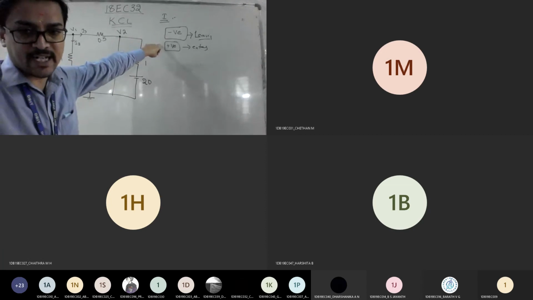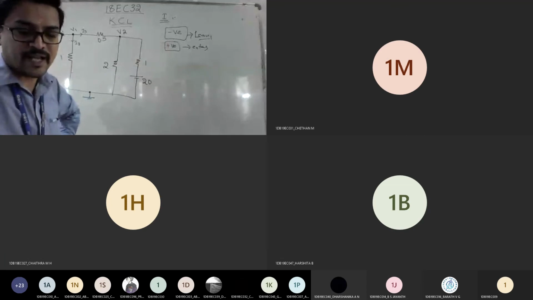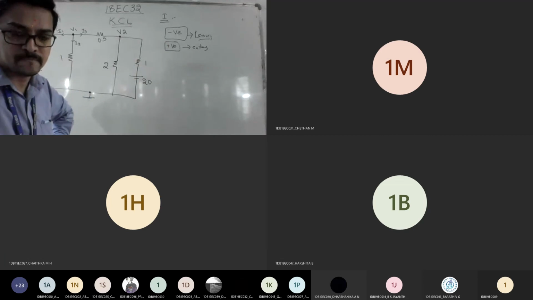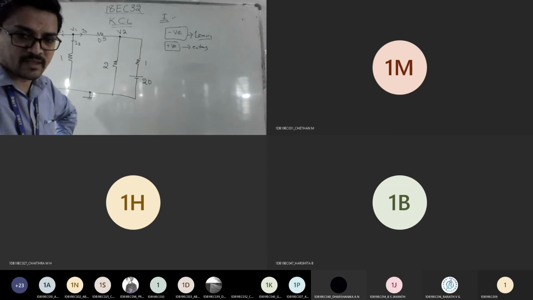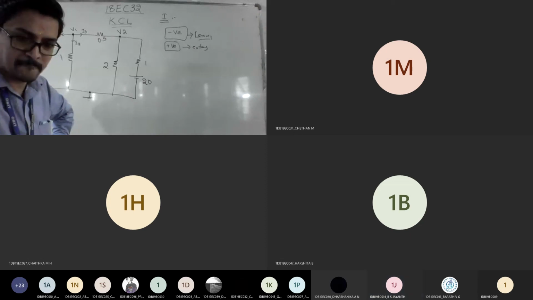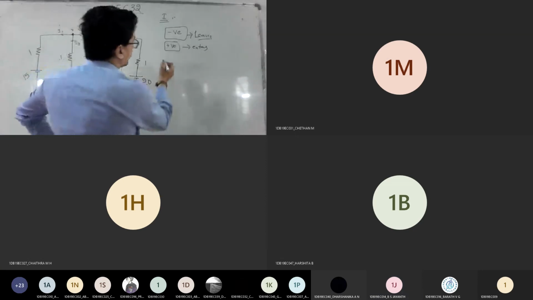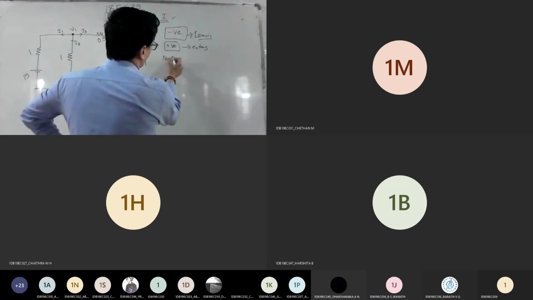Leaving current, I will take it as negative. Entering current, I will take it as positive. Any doubts, anyone till here? Is it fine? Shall I proceed? Okay. So now applying nodal analysis at node 1.